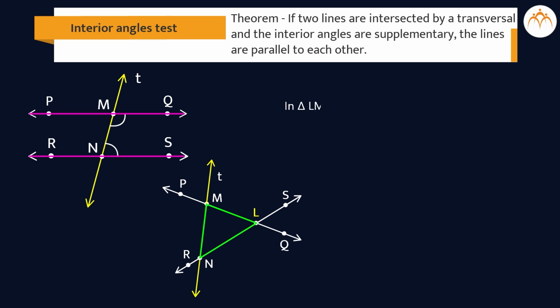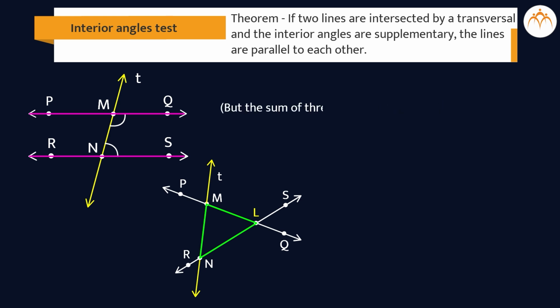Now, in triangle LMN, measure angle LMN plus measure angle MNL plus measure angle MLN is equal to 180 degrees, sum of the angles of a triangle. Measure angle LMN plus measure angle MNL is equal to 180 degrees. This is given. Also, point L lies between point M and point Q, and point L lies between point N and point S. That means the sum of only two angles of triangle LMN is 180 degrees.